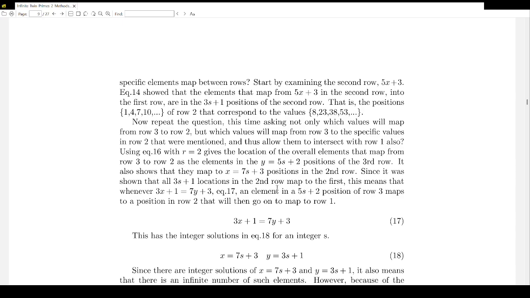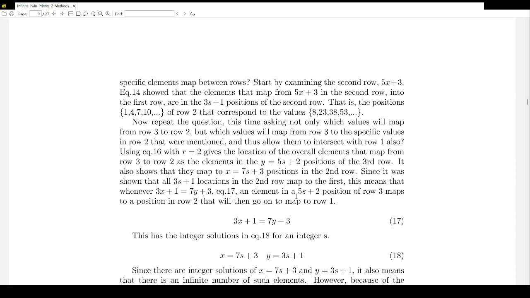So again, I'm trying to do this a little bit piecemeal for this first one just to help you guys break into it. So we know that from the third row to row 2, it's the 5s plus 2 positions in the third row that map to the 7s plus 3 positions in the second row. But we also have that the 3s plus 1 locations in the second row map to the first. That was what we showed for our example. This means that whenever this 3s plus 1, which I made an x here again, is equal to this 7s plus 3, which I made a y here again, because that's how it corresponds when you go back and do the math to how we set this up.